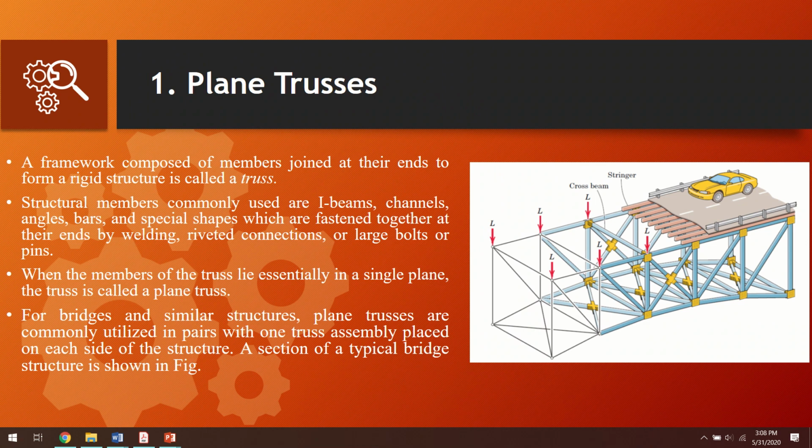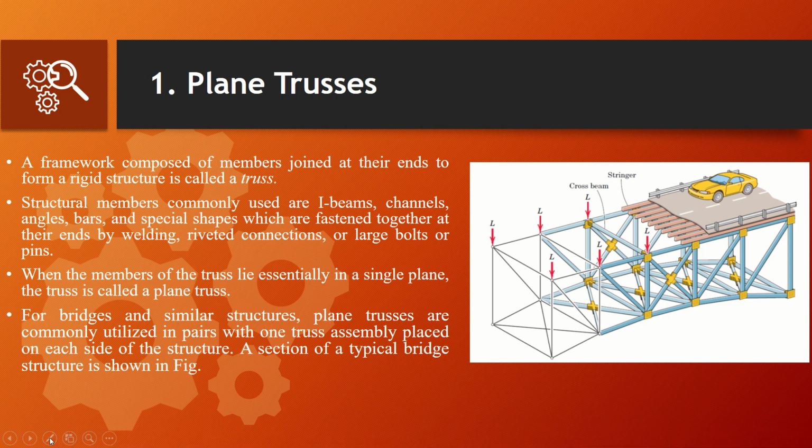Now we have to understand, when the members of a truss lie essentially in a single plane, we call that truss a plane truss. For example, a bridge. The bridge structure is a plane truss on either side. So you have 2 plane trusses connected internally by beams, and over those beams we have stringers that span across the 2 plane trusses. A special type of bridge structure is shown right here in this figure.